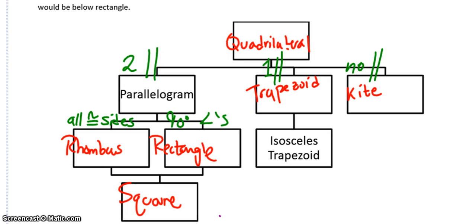Another way of looking at this question is by thinking about the tree diagram. Remember, a square is a type of rectangle. So a rectangle could be a square sometimes, but it doesn't have to be. On the other hand, a square is always a kind of rectangle.